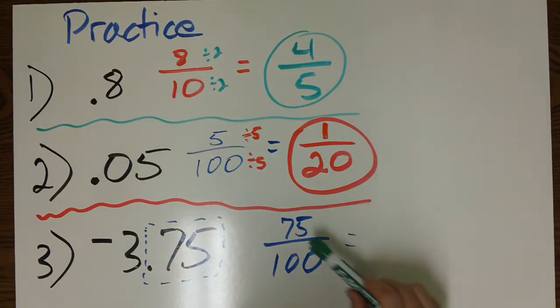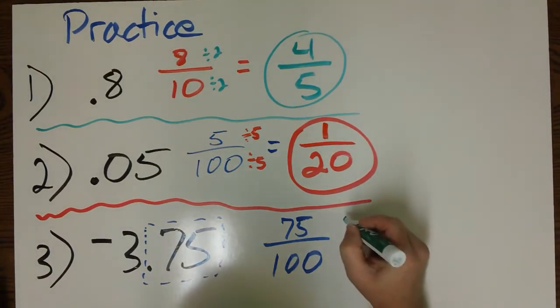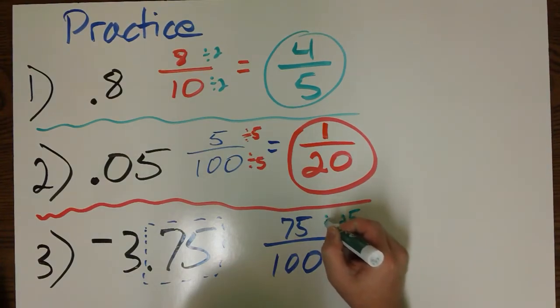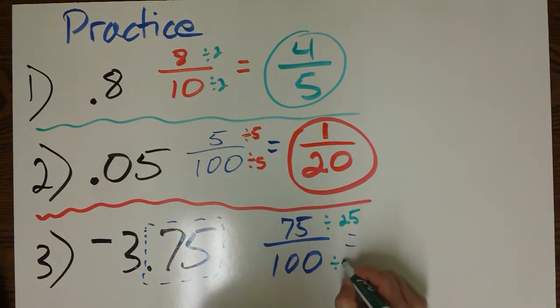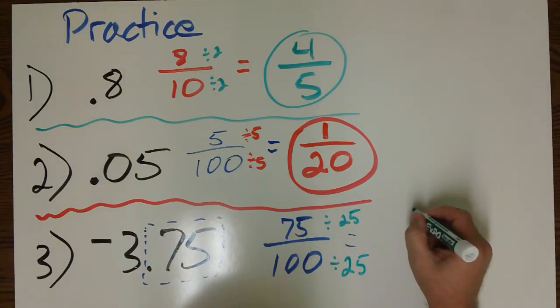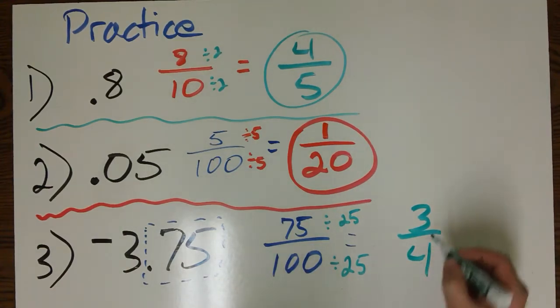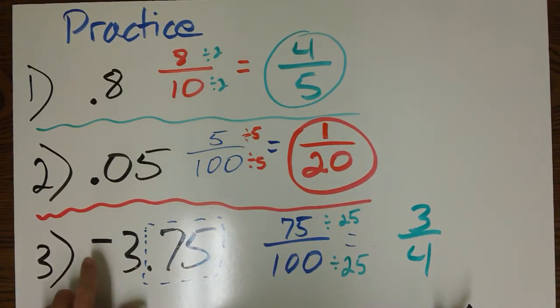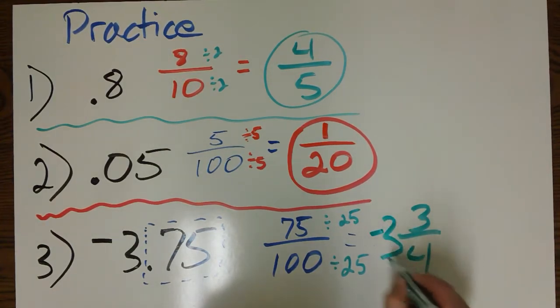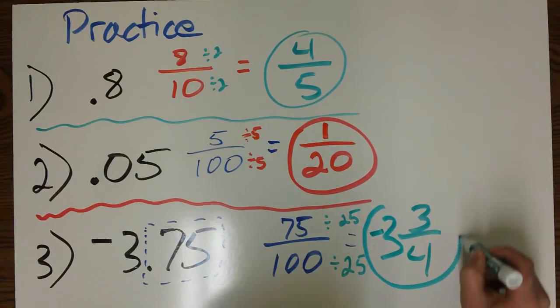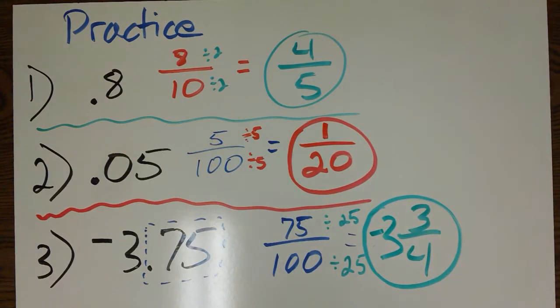But we're going to look to reduce that by using the greatest common factor. The greatest common factor of 75 and 100 is 25. So we're going to divide the top and the bottom by 25. 75 divided by 25 is 3. 100 divided by 25 is 4, so 3/4. But let's not forget that we had a negative 3, so that will be negative 3 3/4. And that will be your fraction. This is how we say negative 3 3/4, and this is how it's written as a fraction.